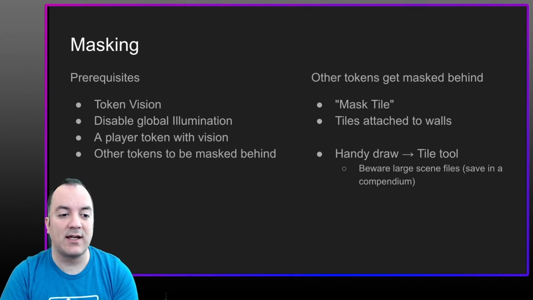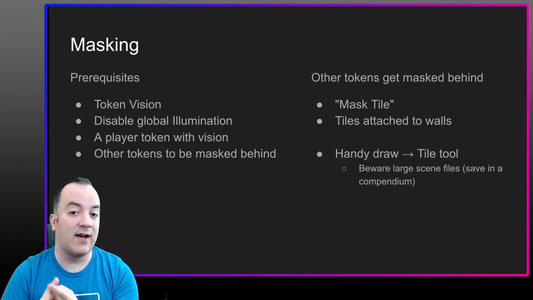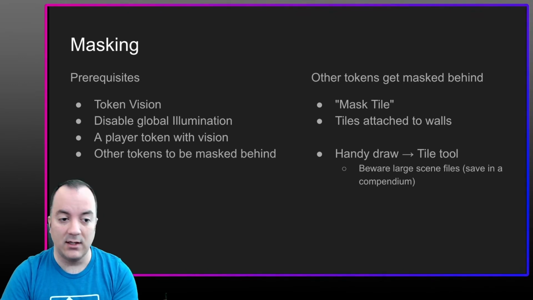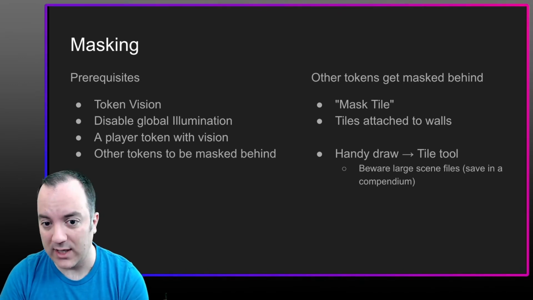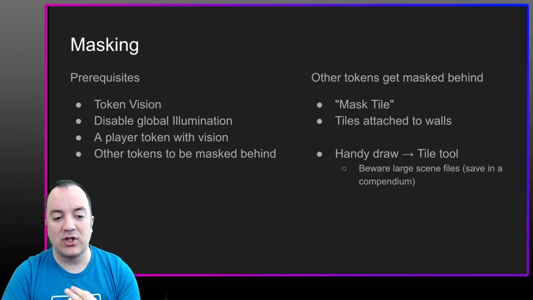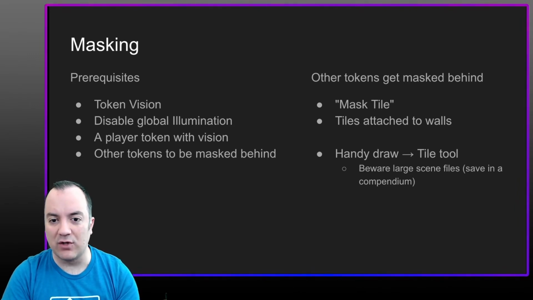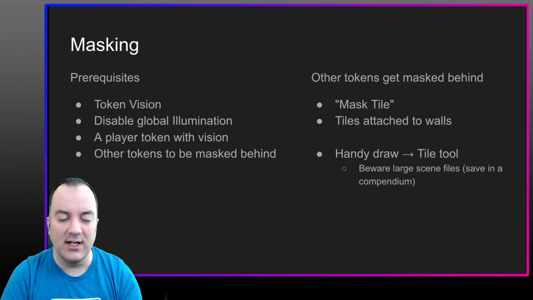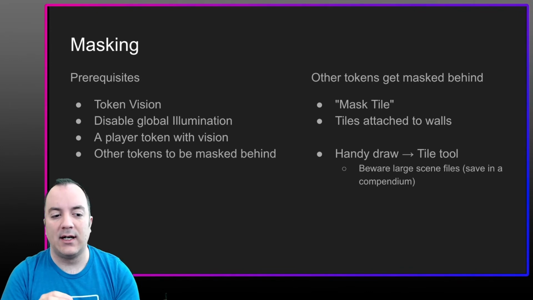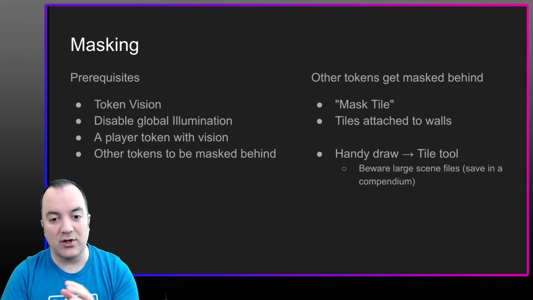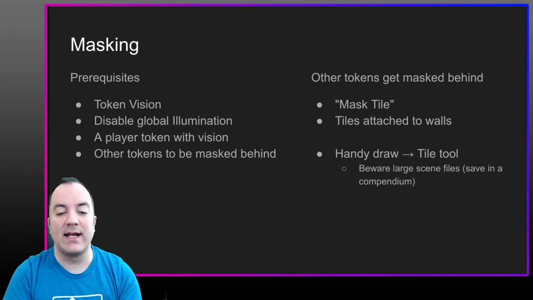just using masking, remember the prerequisites. You need to have token vision turned on for the scene. You need to disable global illumination for the scene. You need to have a token that has player vision, that has vision and is assigned to a player. And you need to have other tokens, which are going to be the ones that are masked behind tiles.